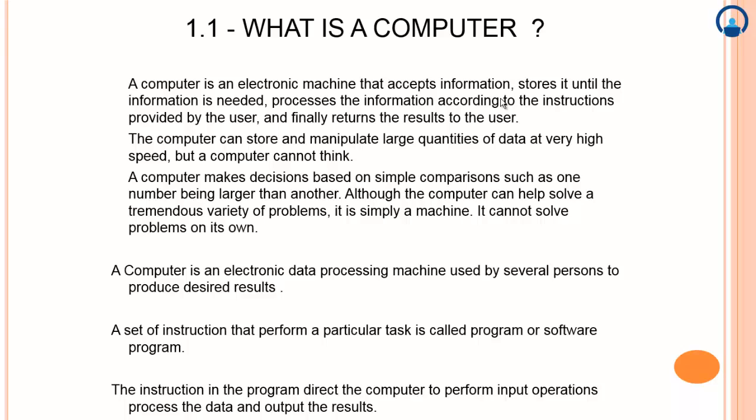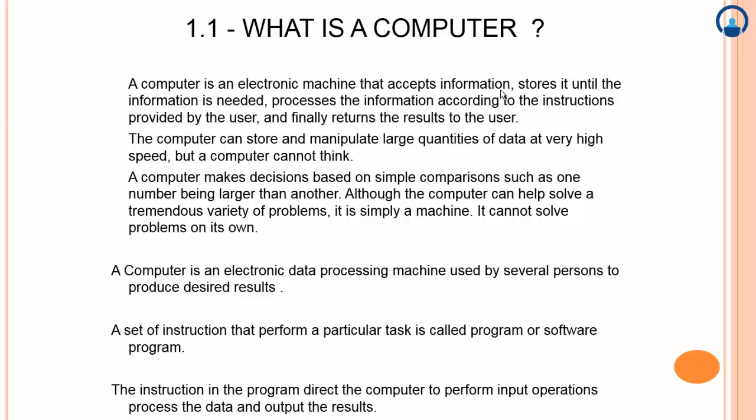Computer is an electronic data processing machine used by several persons to produce desired result, because nowadays we have so much work, so it's not possible to manually do all those things. So it's a best thing that a computer is an electronic data processing machine. So several persons can use a computer for the data processing.